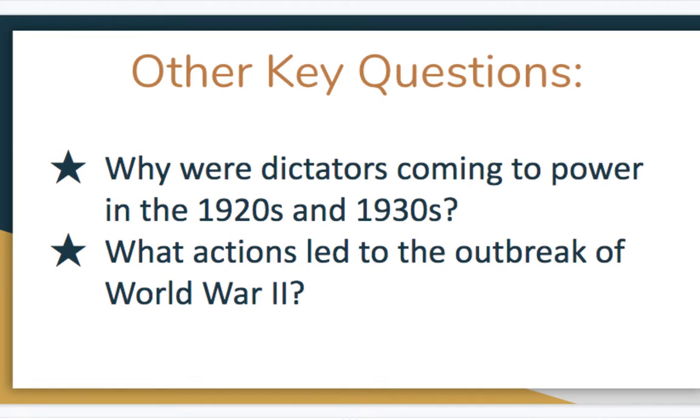Other key questions as I continue this discussion are, why were dictators coming into power in the 1920s and 1930s? And what action led to the outbreak of World War II? As we discuss this, I'm going to go through briefly and introduce you to the dictators, who they are, and what happened along the way.